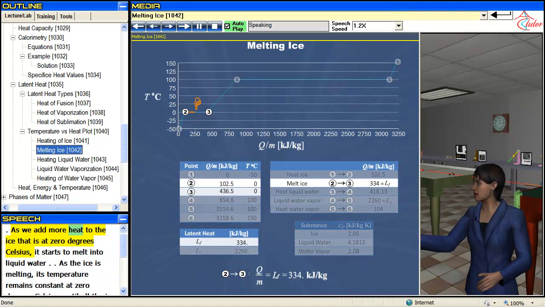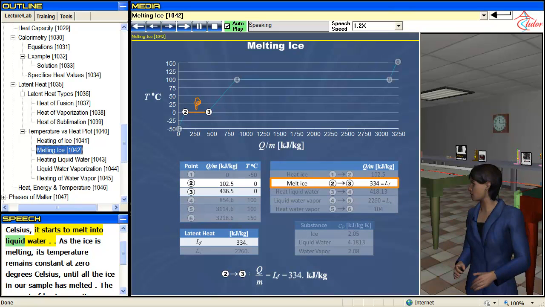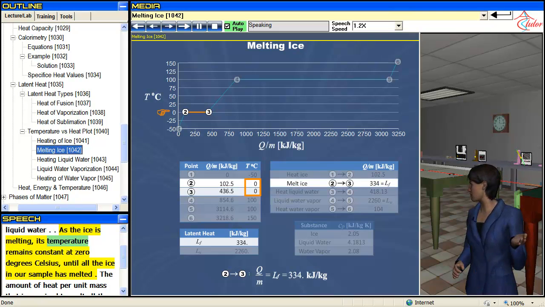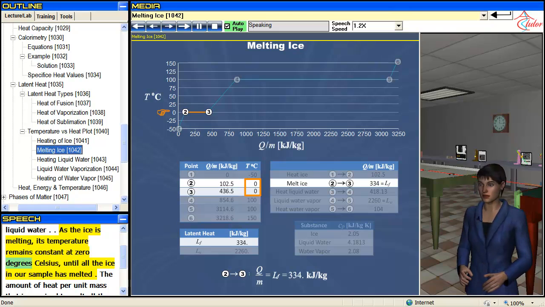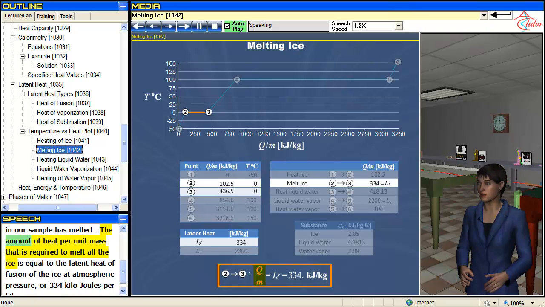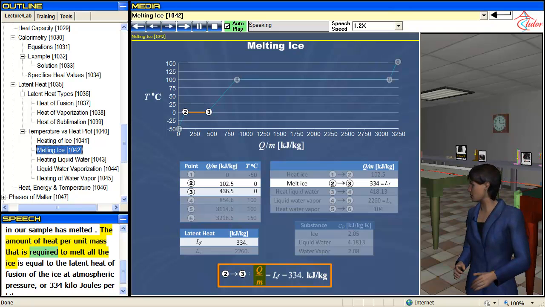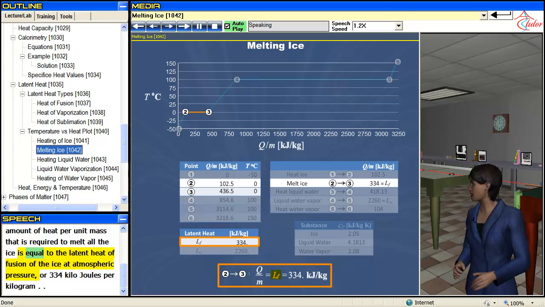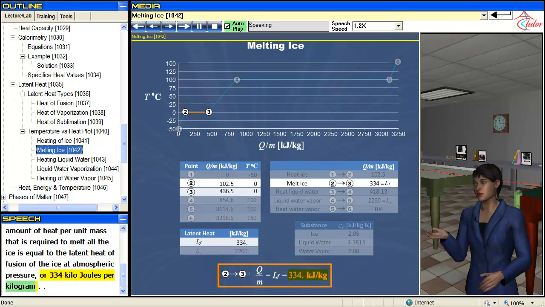As we add more heat to the ice that is at 0 degrees Celsius, it starts to melt into liquid water. As the ice is melting, its temperature remains constant at 0 degrees Celsius, until all the ice in our sample has melted. The amount of heat per unit mass that is required to melt all the ice is equal to the latent heat of fusion of the ice at atmospheric pressure, or 334 kilojoules per kilogram.